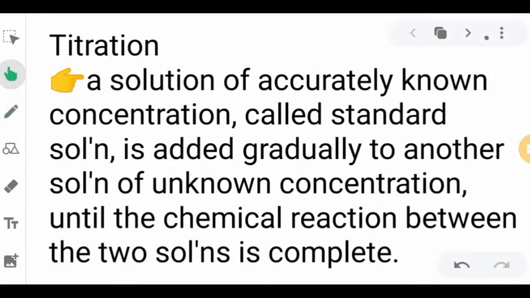titration. We can define titration as follows: a solution of accurately known concentration, called a standard solution, is added gradually to another solution of unknown concentration until the chemical reaction between the two solutions is complete. So if we know the volumes of the standard and unknown solution used in the titration, along with the concentration of the standard solution, we can calculate the concentration of the unknown solution.